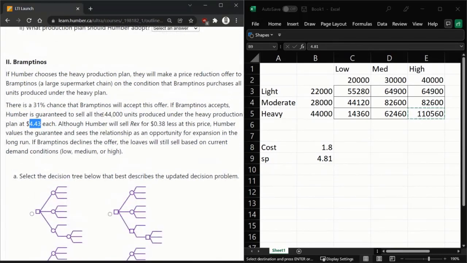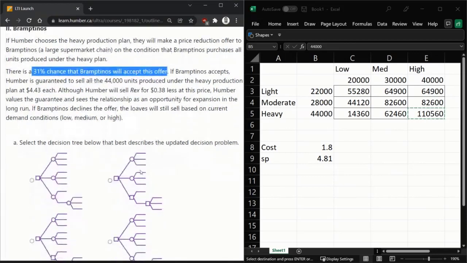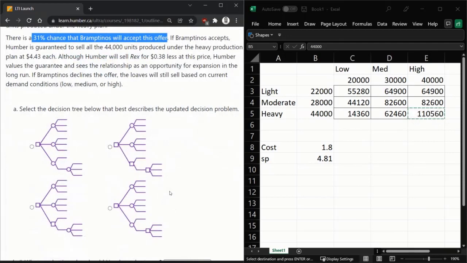But Bramtinos will have to buy all of the 44,000. And one thing you'll notice is that they said there is a 31% chance that Bramtinos will accept the offer. That has to do with the probability. If you remember, every production plan is way at the bottom. You have to first look at whether Bramtinos will accept the offer or not. So then you have your 31% and, in this case, 69% if they don't. And then you have to put the rest of the probabilities here.